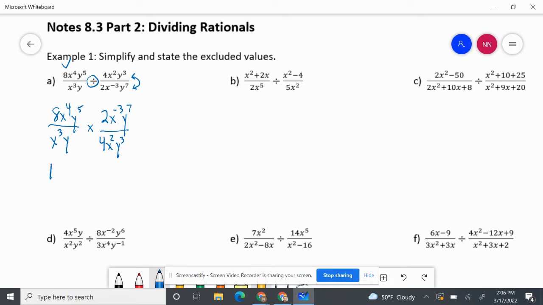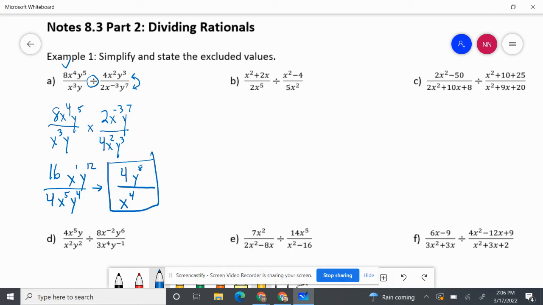8 times 2 gives us 16. Then we have x to the 1, and then y to the 12th. For the denominator, 4 times 1 is 4, x to the fifth, y to the fourth. 16 divided by 4 gives us 4. We subtract the exponents. Since there's more x's in the denominator, we put the x in the denominator. Since there's more y's in the numerator, we put the y in the numerator. 12 minus 4 gives us 8.